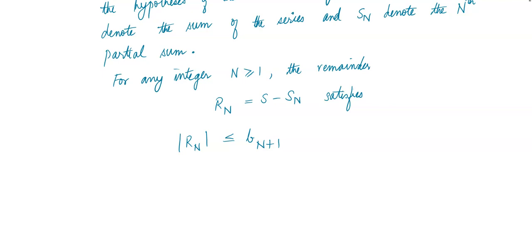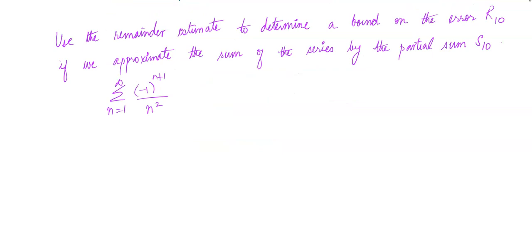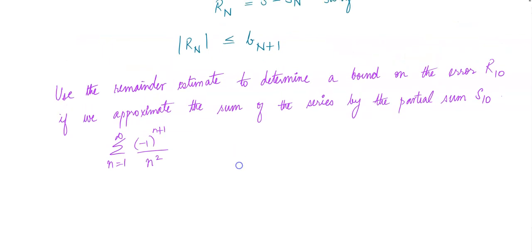Okay? So remember, remainder usually has to do with error, right? We want to find the error estimate, or the remainder estimate, to determine a bound on the error. And so we're going to look at a problem based on that. The question reads: use the remainder estimate to determine a bound on the error R10 if we approximate the sum of the series by the partial sum S10. And this is the series given to us. Again, look at the question. Use the remainder estimate. So if I can find the b(n+1) value, that becomes the bound on the error R10, and they're telling us what that capital N should be, because it says R10. If we approximate the sum of the series, the total S, by the partial sum S10. So this is given to us.